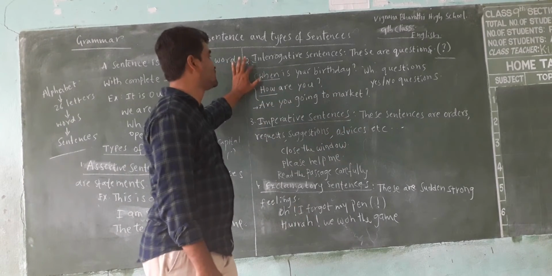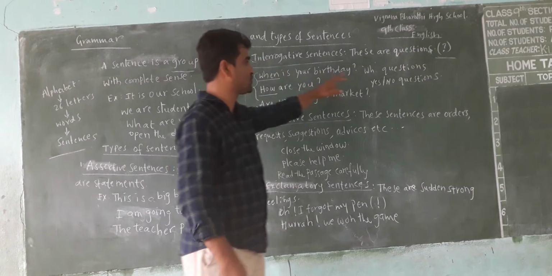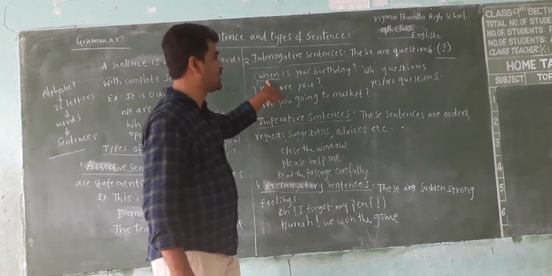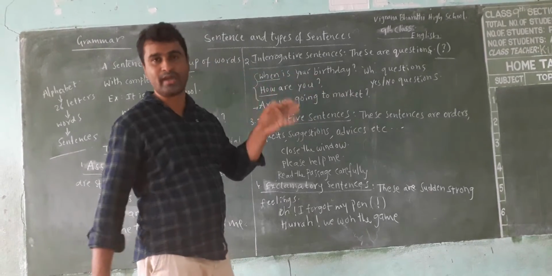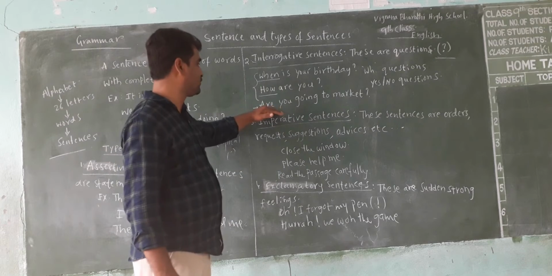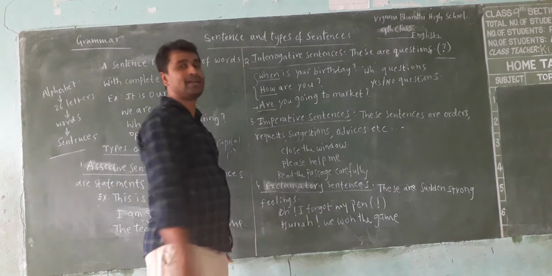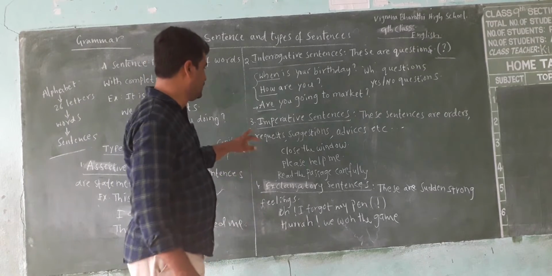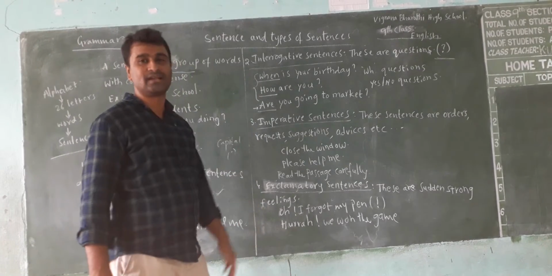But interrogative sentences contain two types. One is WH questions and the second is yes or no type questions. WH questions start with the WH word: when, where, why, how, etc. And the yes or no type questions start directly with the helping verb, any helping verb.